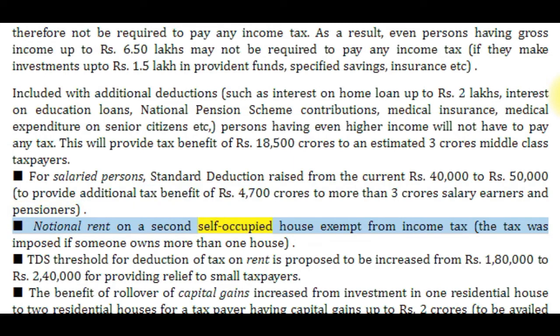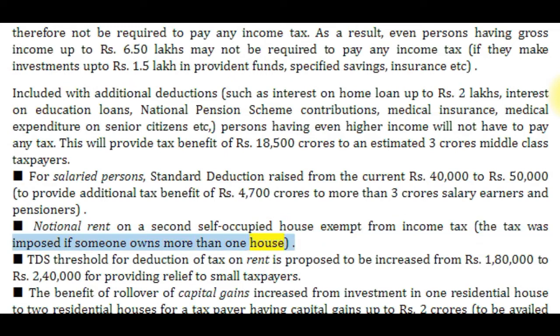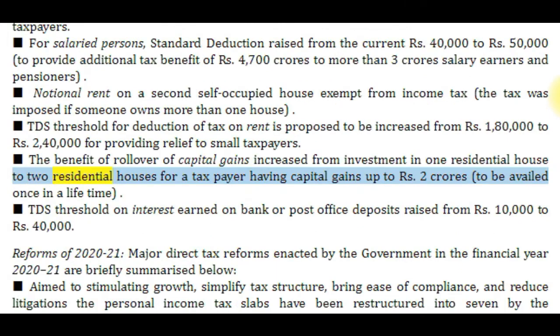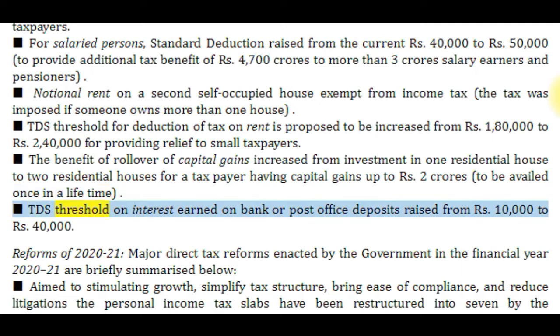Notional rent on a second self-occupied house is exempt from income tax. The tax was imposed if someone owns more than one house. The TDS threshold for deduction of tax on rent is proposed to be increased from 1,80,000 rupees to 2,40,000 rupees, providing relief to small taxpayers. The benefit of rollover of capital gains is increased from investment in one residential house to two residential houses for a taxpayer having capital gains up to 2 crore rupees, to be availed once in a lifetime. The TDS threshold on interest earned on bank or post office deposits is raised from 10,000 rupees to 40,000 rupees.